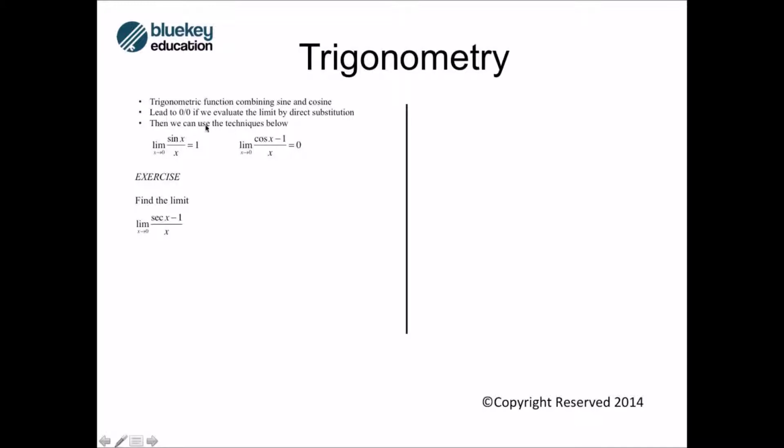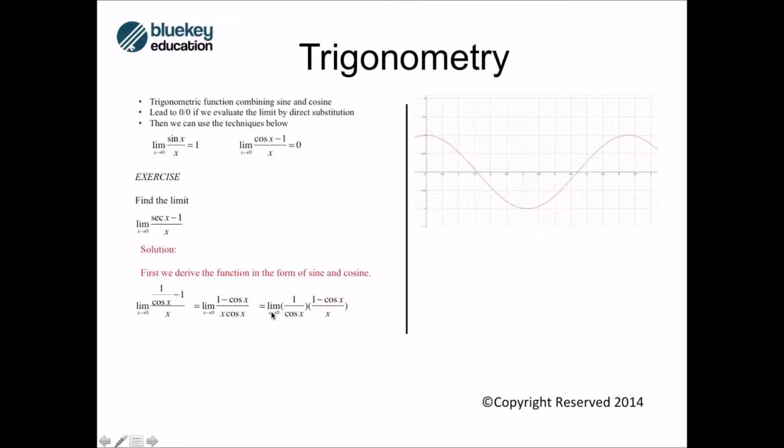trigonometry. We need to use similar techniques to combine the two special cases. One is sine x divided by x, the other one is (cosine x minus 1) over x. Look at the question. We need to solve the limit of (secant x minus 1) divided by x as x approaches 0. First, we need to convert the function to the form of sine and cosine. We know secant x is 1 over cosine x. Then we multiply the top and bottom by cosine x to simplify the function.